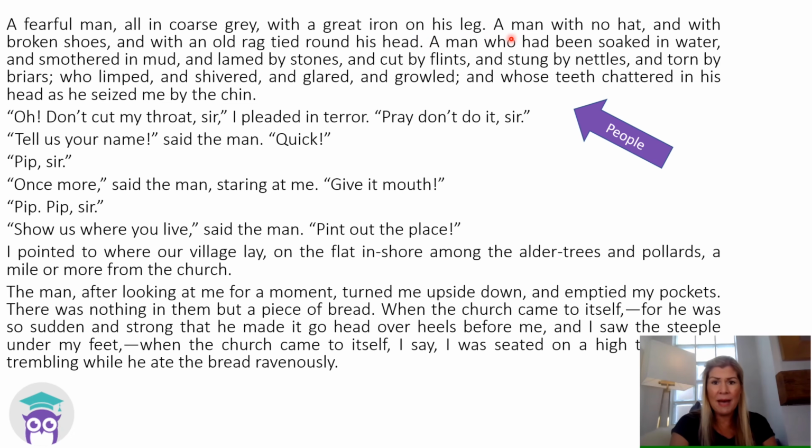Look at the way that a man is repeated at the beginning of these clauses: a fearful man, a man with no hat, a man who'd been soaked in water. And then look at this listing: soaked in water, smothered in mud, lamed by stones, cut by flints, stung by nettles, and torn by briars. So you've got this incredible syndetic listing, lots of ands, demonstrating to us the hardships and the suffering that he's been through escaping. Now, how does that create tension? Will we be worried? Is he desperate? So therefore, is he likely to harm Pip? That's what keeps us on the edge of our seats.